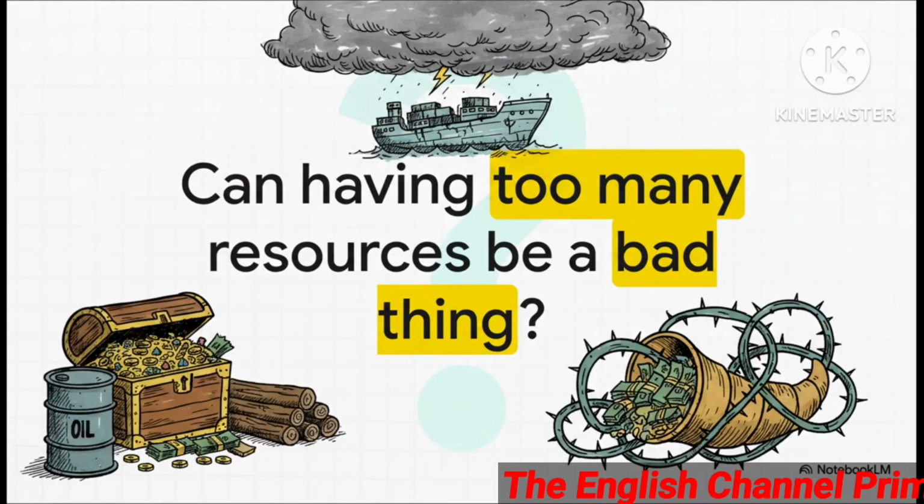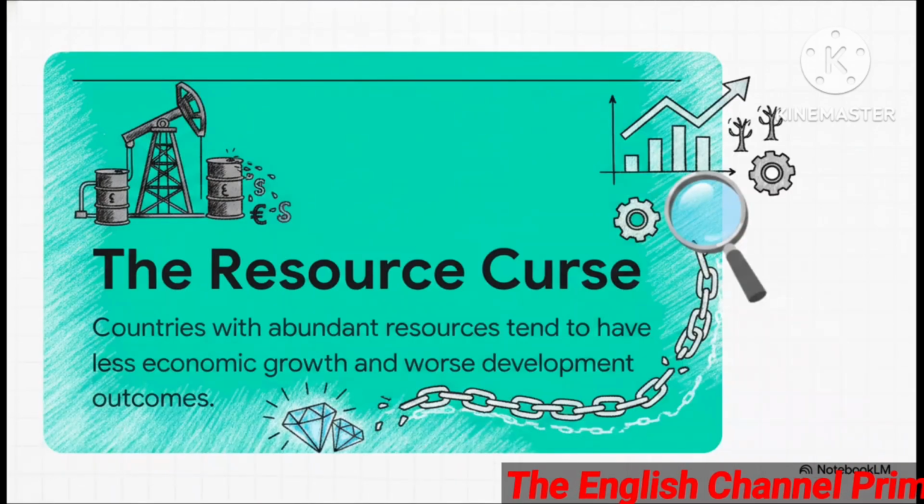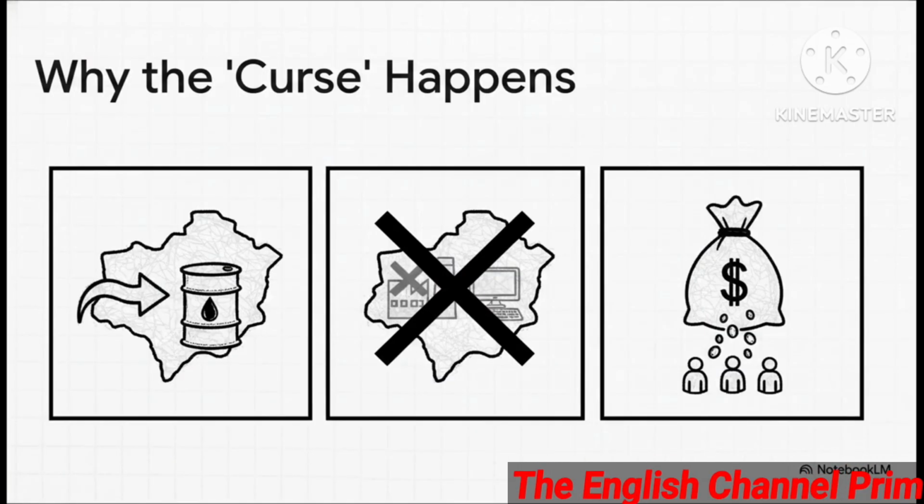But this imbalance leads to a really fascinating and kind of weird question. We always assume having lots of resources is like winning the lottery, right? A direct ticket to wealth. But what if it's not? What if having too many resources is actually a curse? And believe it or not, it's a real thing. Economists call it the resource curse. It's this bizarre paradox where countries that are swimming in natural wealth, like oil or diamonds, often end up with weaker economies and worse overall development than countries that have far less. It's completely counterintuitive. So why on earth does this happen?